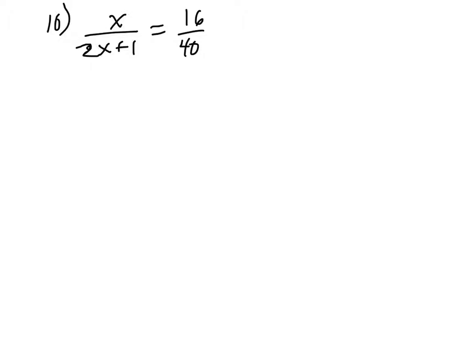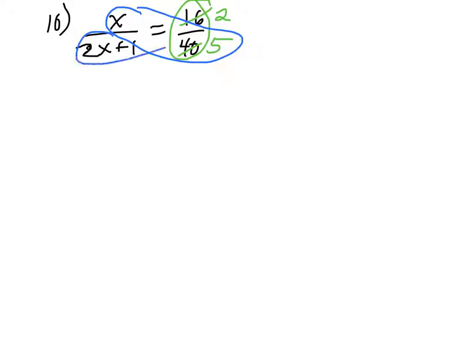Cross multiply, right? But look at the 16 and the 40. Can you simplify 16 and 40? What's the biggest number that goes into both 16 and 40? 8. So 8 goes into 16 2 times, and 8 goes into 40 5 times. So I would be using those numbers when I cross multiply. I'm going to take the x times the 5 and the 2x plus 1 times the 2, but be really, really careful. So I'm going to take x times 5 equals 2 times 2x plus 1.